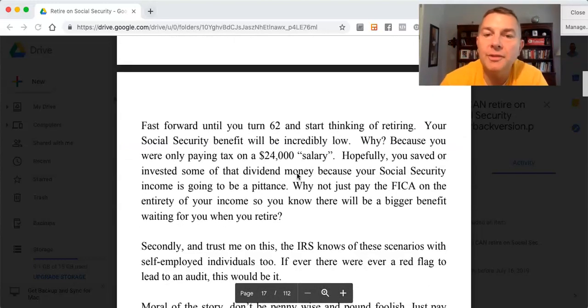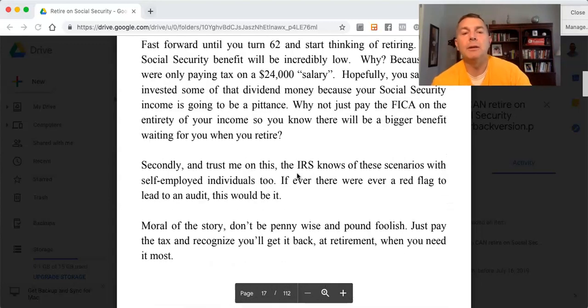Fast forward until you turn 62 and start thinking of retiring. Your Social Security benefit will be incredibly low. Why? Because you're only paying tax on $24,000. Hopefully you saved and invested some of that dividend money, because your Social Security income is going to be a pittance. Why not just pay the FICA on the entirety of your income so you know there will be a bigger benefit awaiting you when you retire?